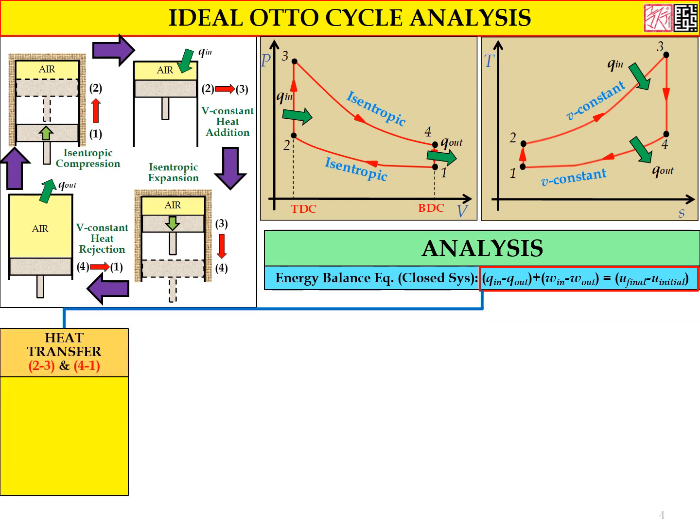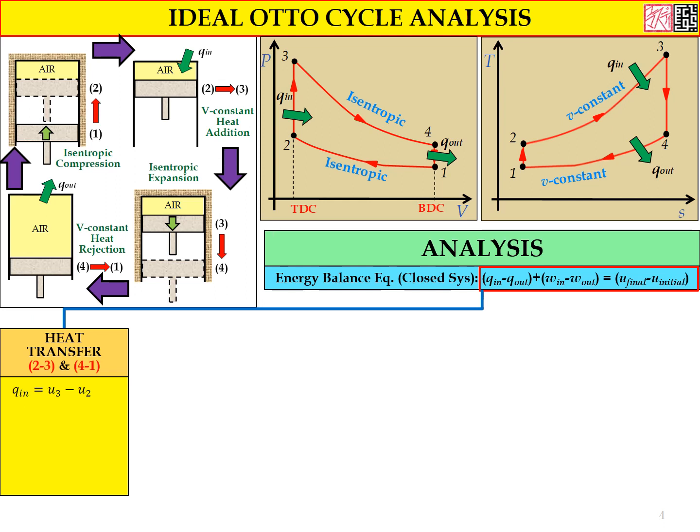For example, we want to determine the heat transfer values that refer to Q in and Q out, involved with process number 2 and process number 4. Process number 2, from state 2 to state 3, involves Q in. Process number 4, from state 4 to state 1, involves Q out. The formula for Q in is equal to U3 minus U2, the internal energy difference. Why do we get this formula for Q in?